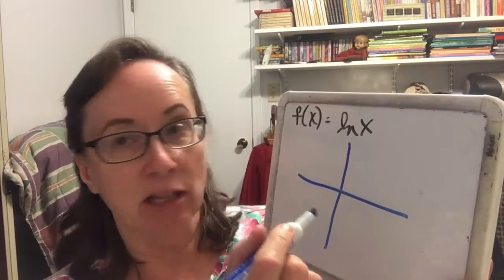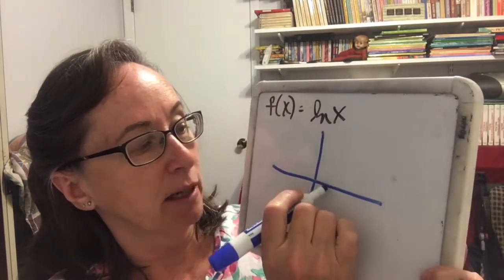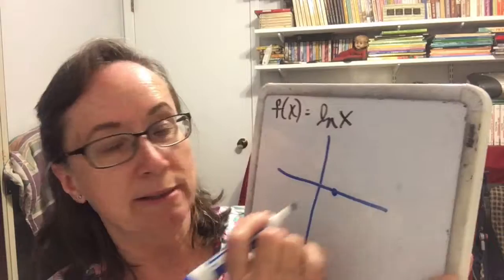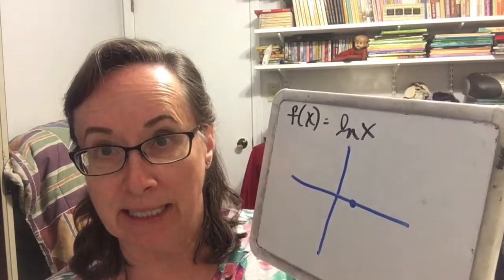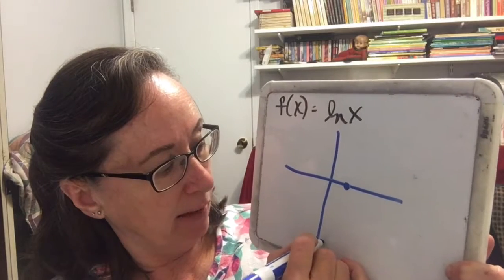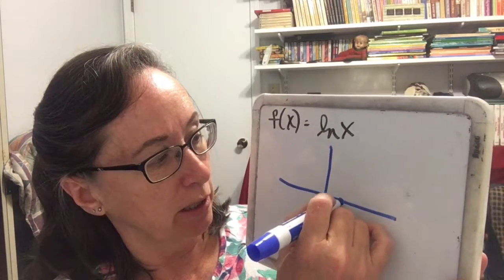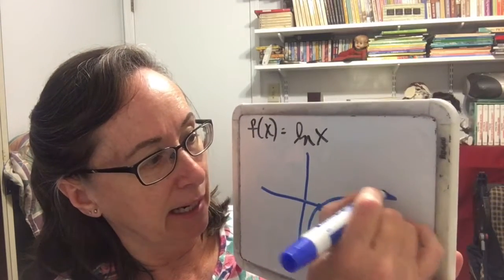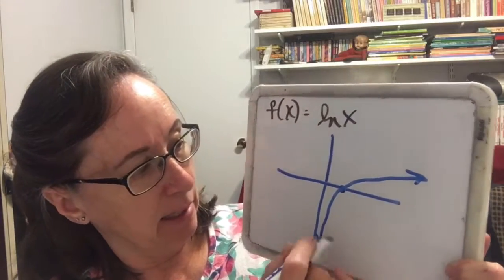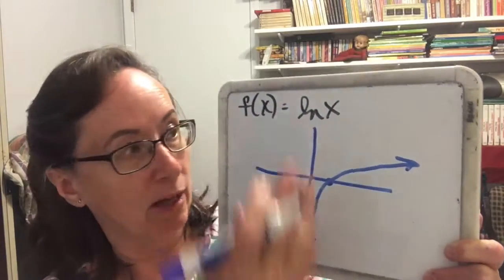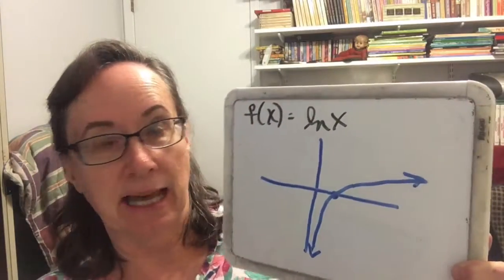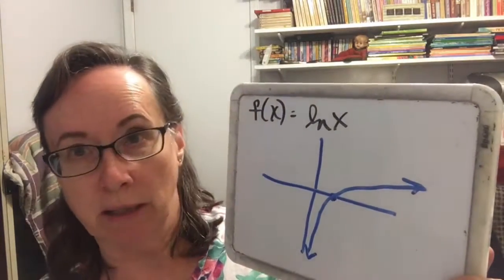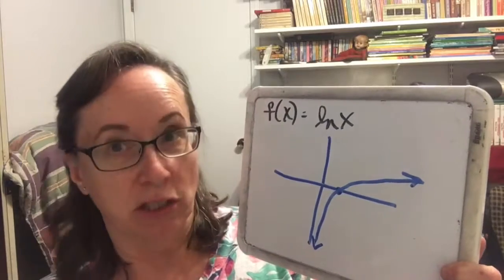So the logarithm is always going to go through 1, 0 as its little anchor point unless it is translated somewhere else. And the logarithmic function should go kind of like this. It approaches the y axis as its asymptote. So this should be what the logarithmic function generally looks like.